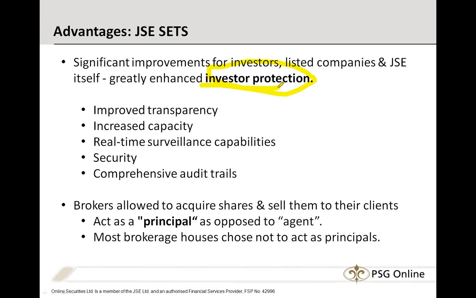But the other thing that came out was that stockbrokers could act as principal. A stockbroker was allowed to acquire shares and sell those shares onto their clients. Most stockbrokers did not choose that path. Remember, most stockbrokers are what they call agents. They are middlemen between a buyer and a seller. We match a buyer and a seller on the market. But the broker can also act as principal. If he does act as principal, obviously he has to declare that. But as I say, most brokerage houses decide not to go that way.